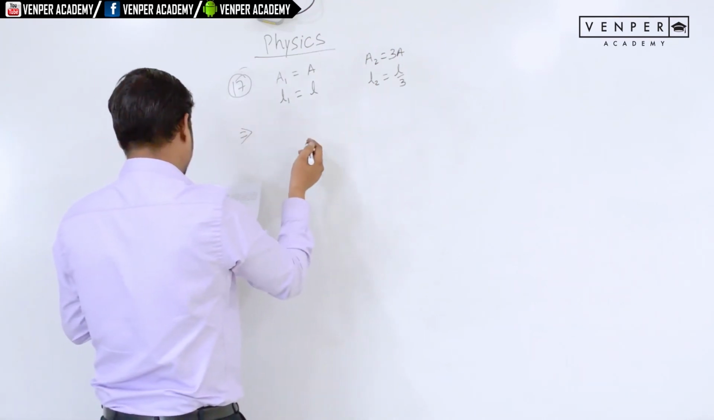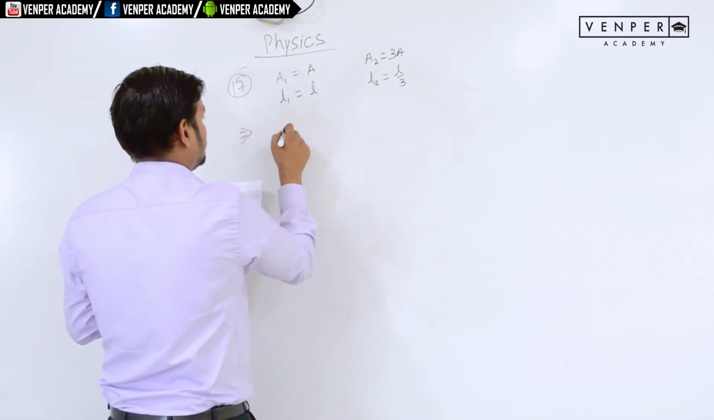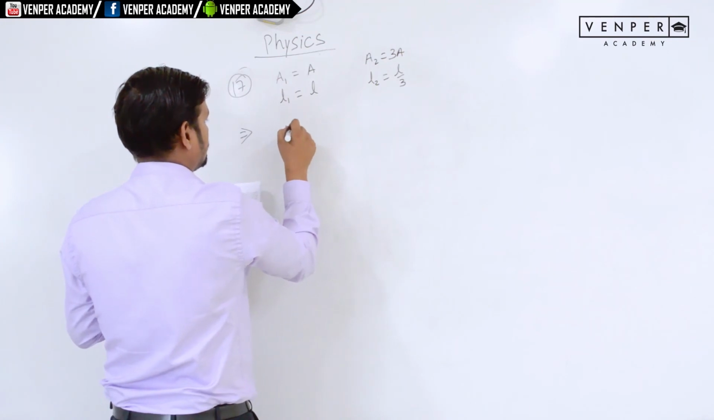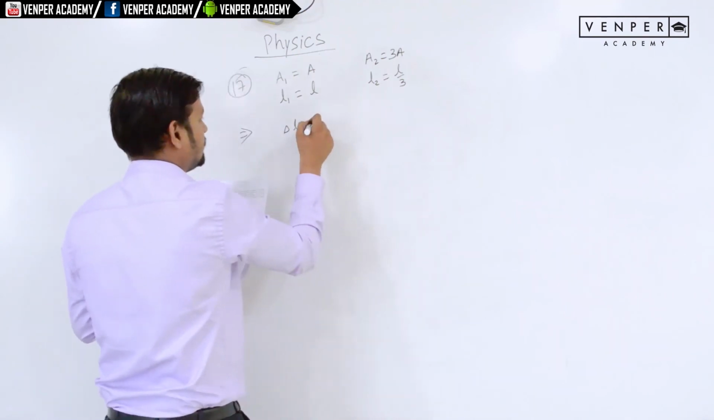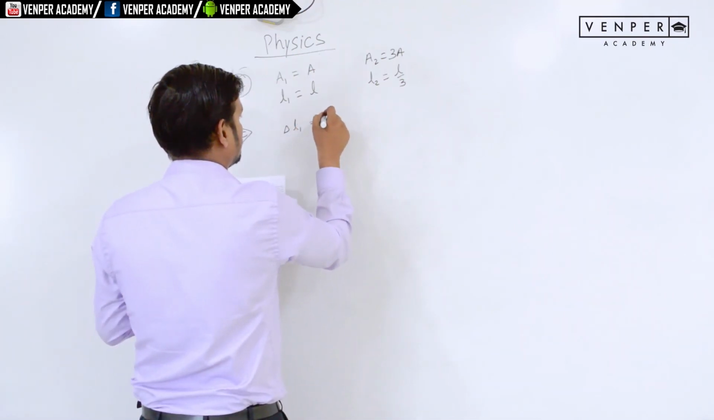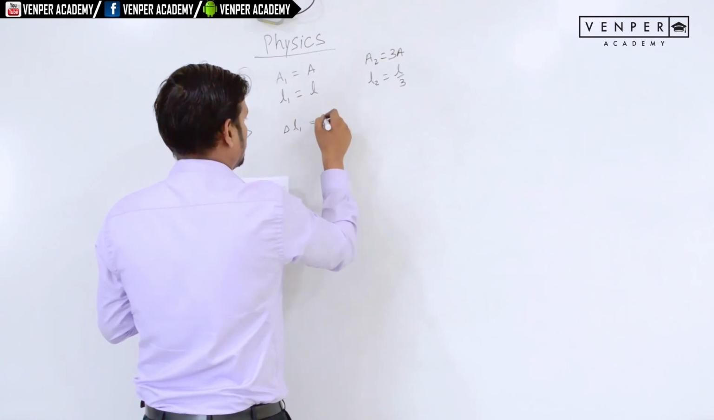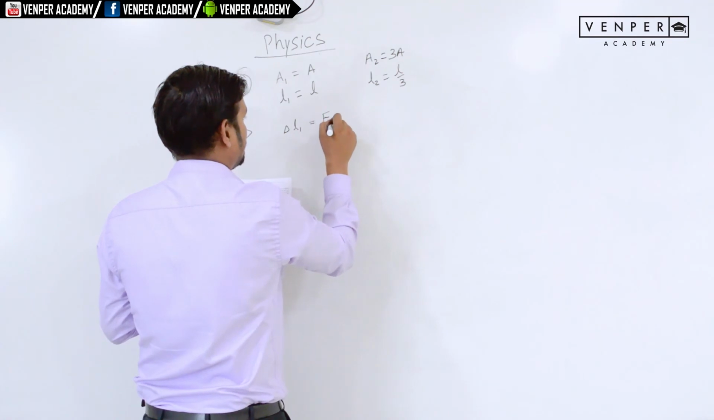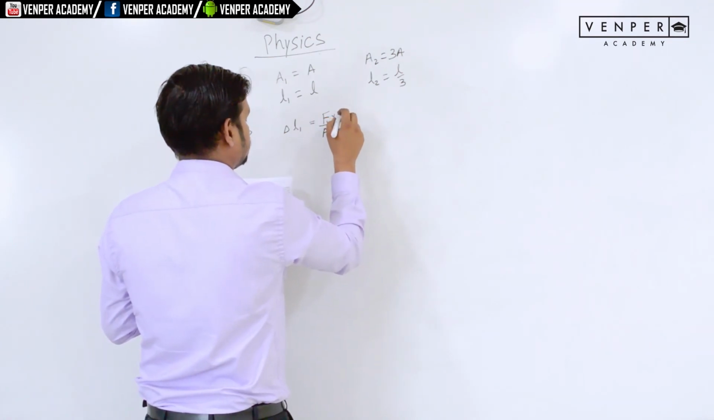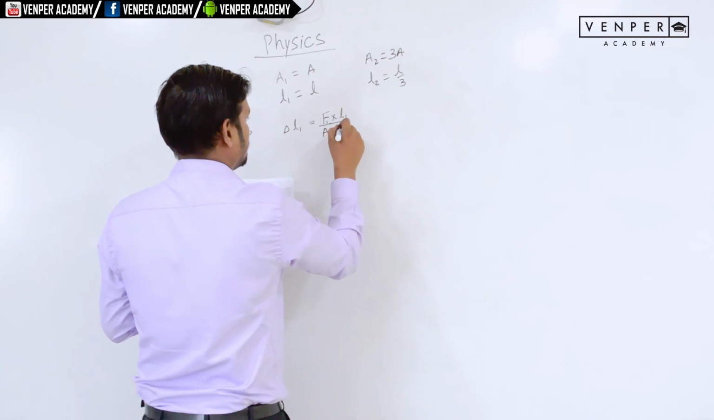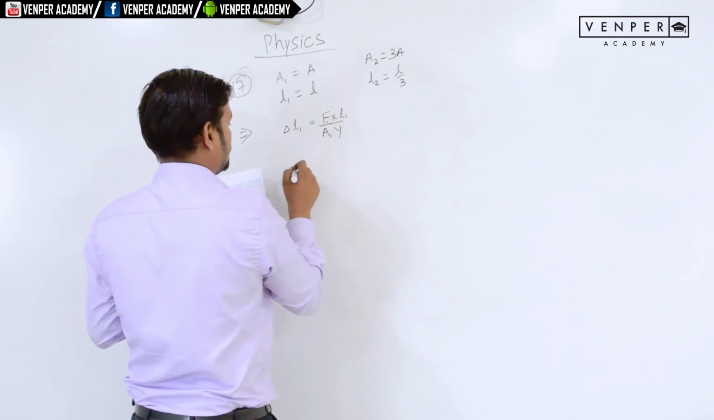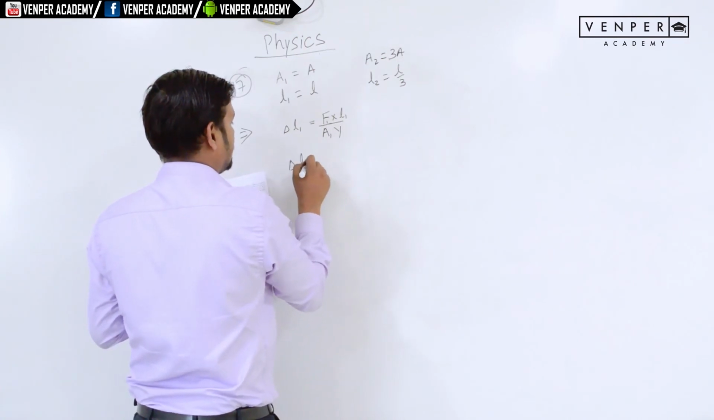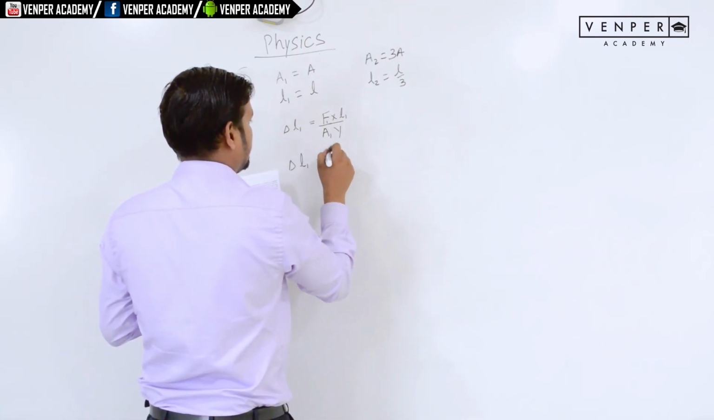Okay. Next is what? We know that delta L, I can say that delta L1 is equal to F1 upon A1 into L1 upon Young modulus. Clear? Here similarly you can see that if you are putting all the values, then delta L1 is equal to, F1 is what?